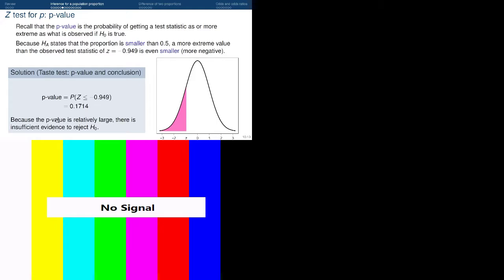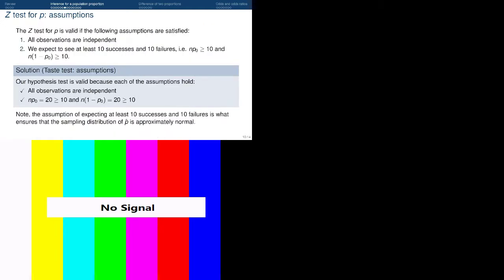Since this p-value is relatively large, it's probably not small enough to be able to reject, so we're going to say there's not enough evidence to reject the null. All right, so that's good. That's probably roughly in line with what the majority expected, given that 17 out of 40. So that's good.